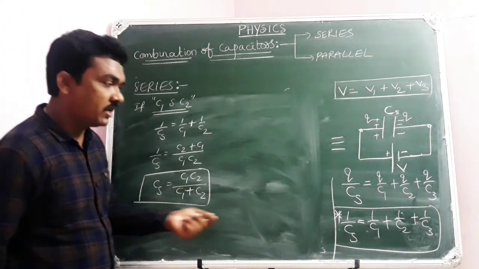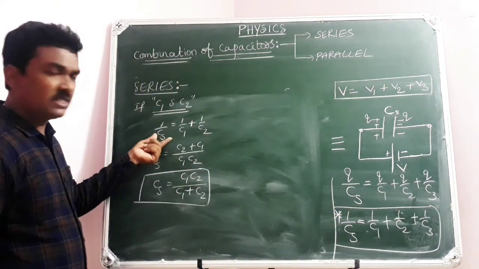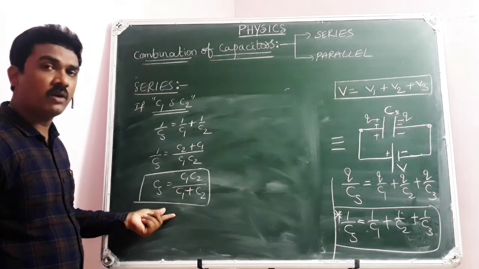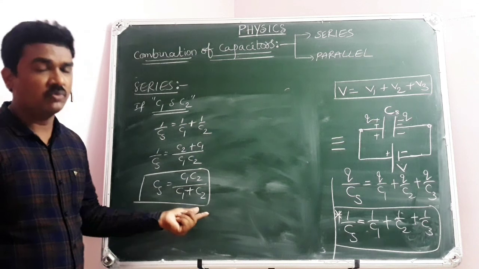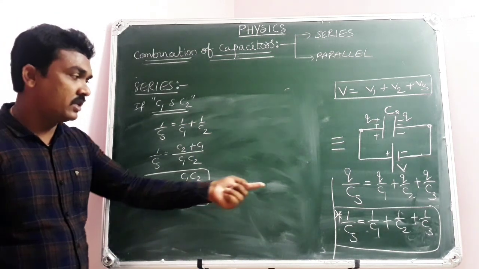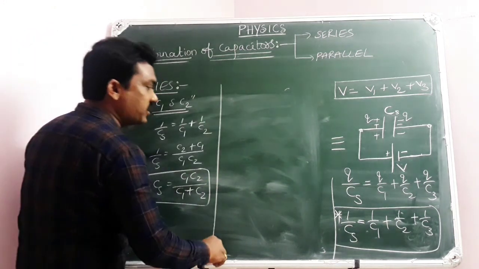When 3, 4, 5 capacitors are there, you had better apply this formula. When 2 are there, it is also the same formula, but in a simplified format. When two capacitors are in series, it is C1 C2 by C1 plus C2. But when 3, 4, 5 are there in series, you need to apply the general formula. This is a little more explanation.